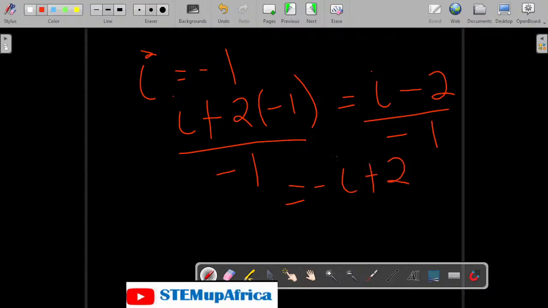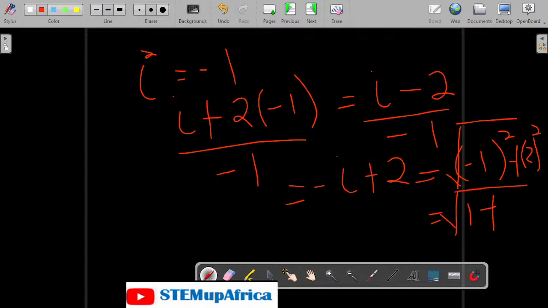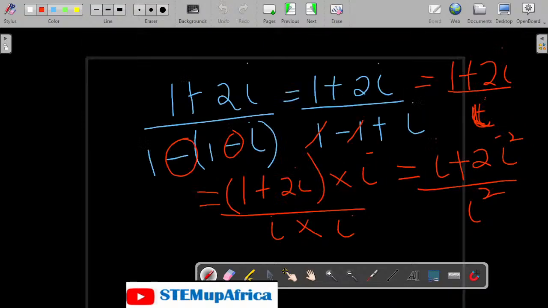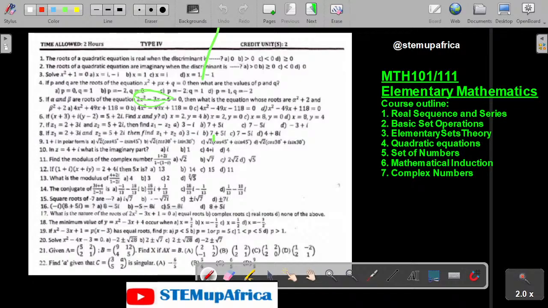So now that it's more simplified, I can look for the modulus. The modulus is the absolute value of this expression. This will give us the square root of minus 1 squared plus 2 squared, which is the square root of 1 plus 4. That will give us the square root of 5. Let's go back and see which of the options is correct. Yes, you can see there is option D. The answer is square root of 5.